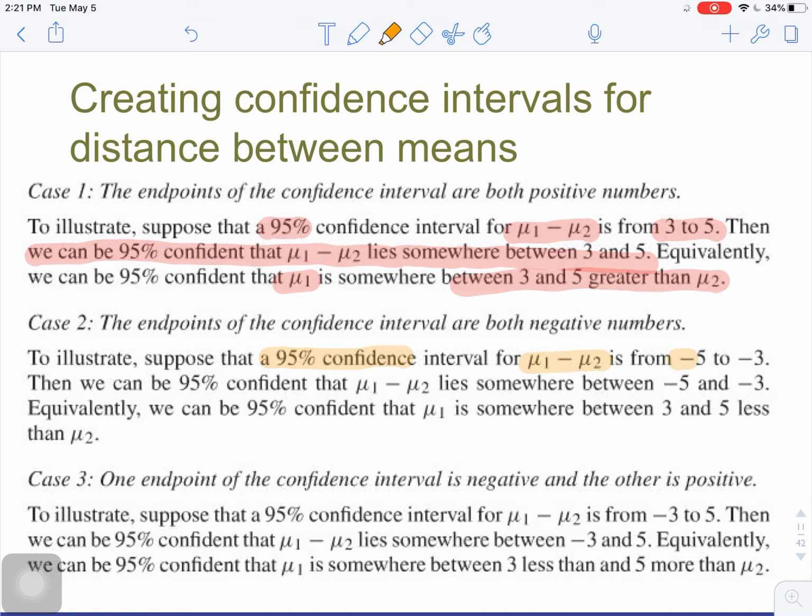If we want to be 95% confident where that difference is between -5 and -3, we say that we can be 95% confident that that difference lies somewhere between 5 and 3 less than your population mean for the second population.